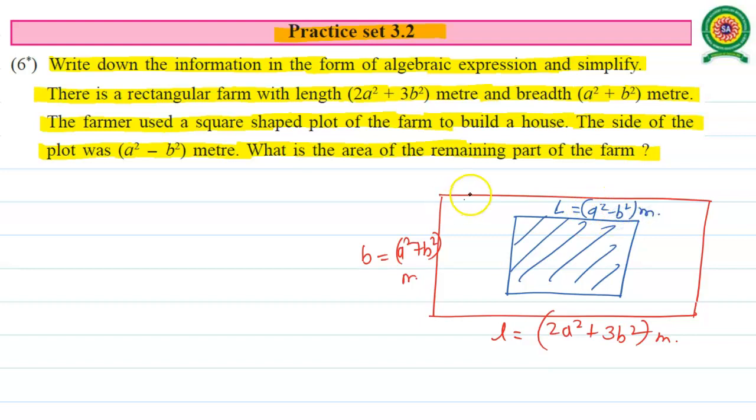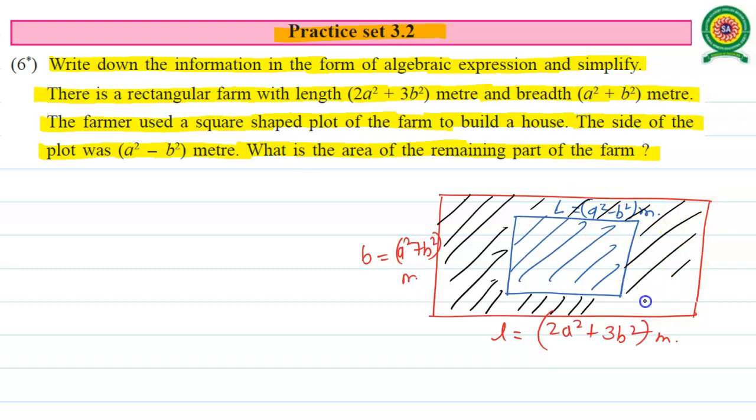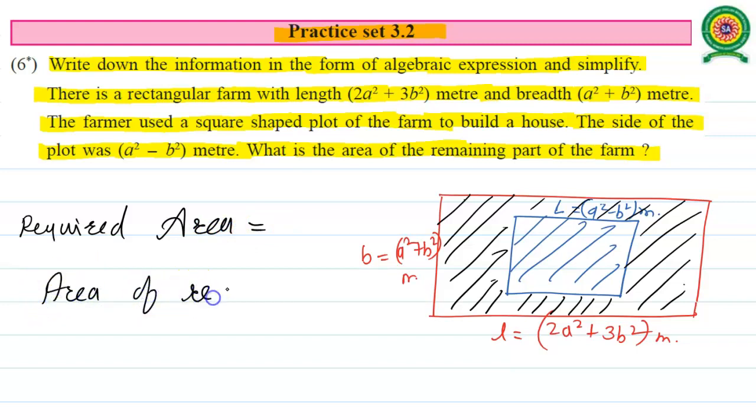And now we have to find out the area of the remaining part of the given rectangular plot. That means this black shaded area we now have to evaluate. What shall we do? That required area we can find by using, firstly, the area of the rectangular plot, and from it we have to subtract the area of the square, that is, the built-up area of the house.